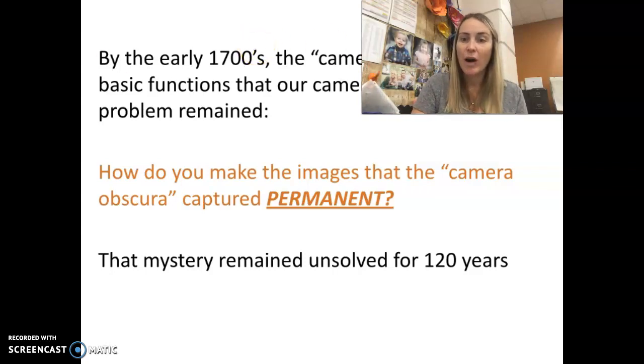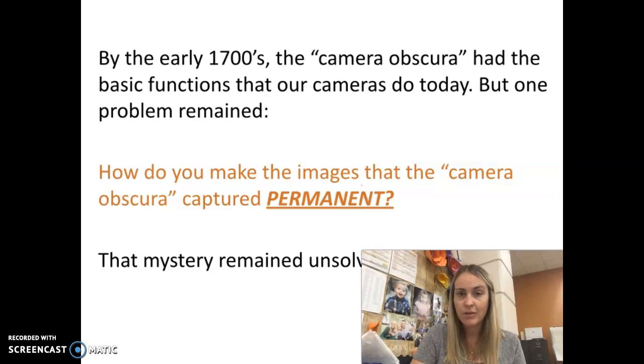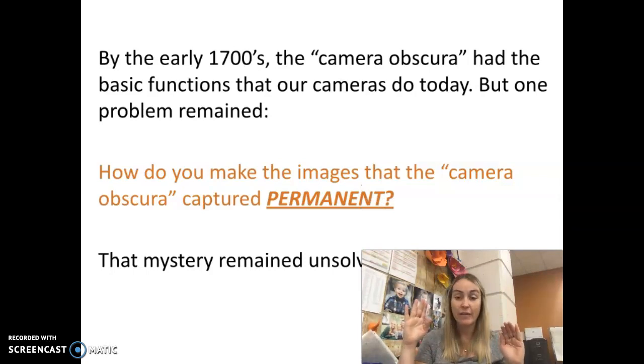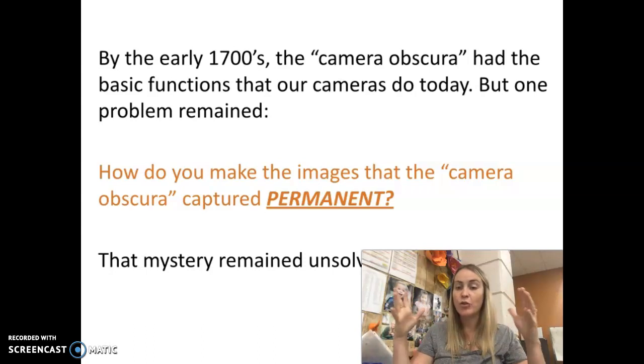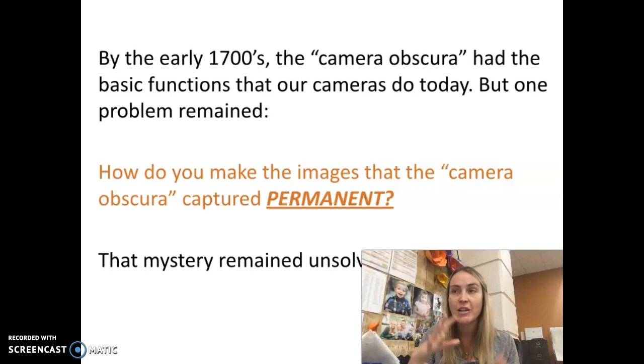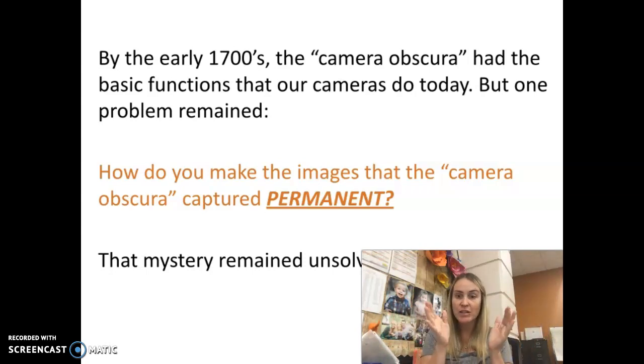Okay, well, by the early 1700s, the camera obscura had all the basic functions of a camera today, right? A box, a glass lens in it, light would enter, it would create an image. So all the major components that we have in our cameras today. The camera obscura is the forefather of the camera.